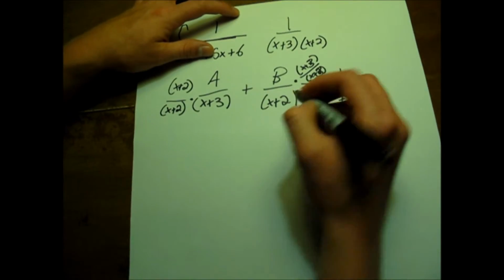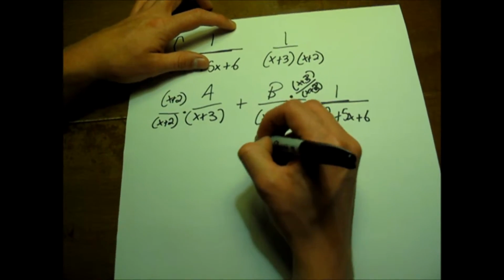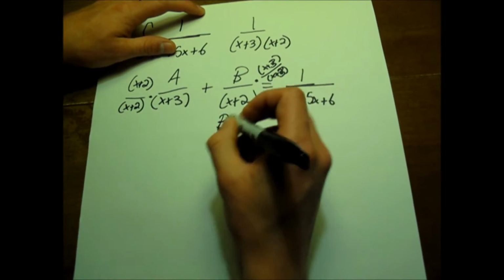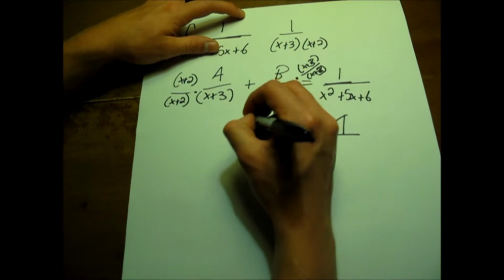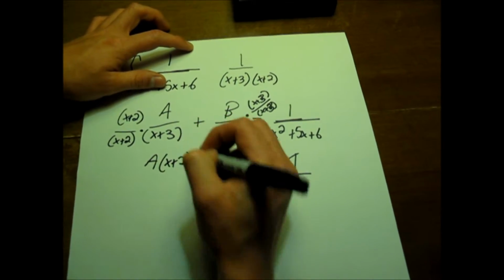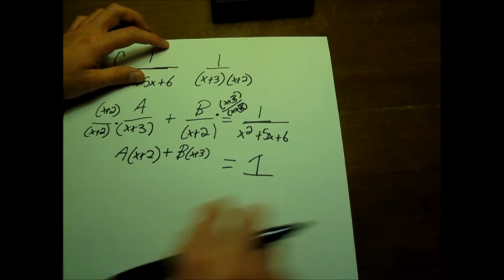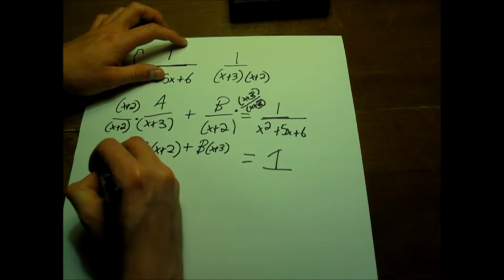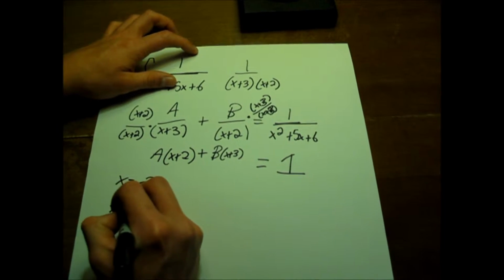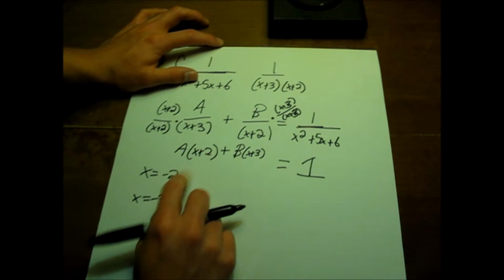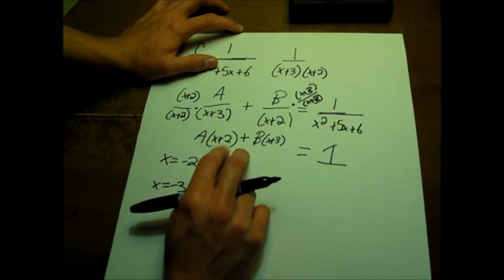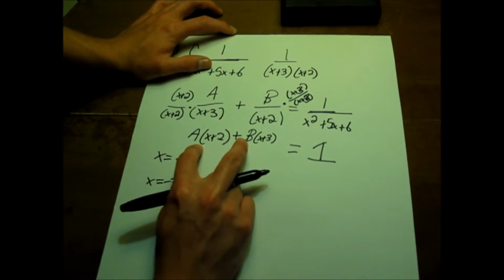And then we're going to have b times x plus 3 and a plus x plus 2. And then from here, x equal to -2, or x equal to -3. Because when we plug in -2, we get a 0 right here, and we want to separate the variables to get an answer for b and a.